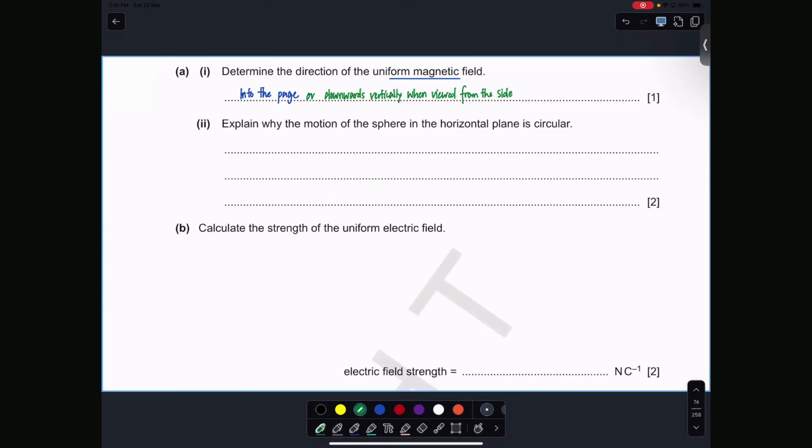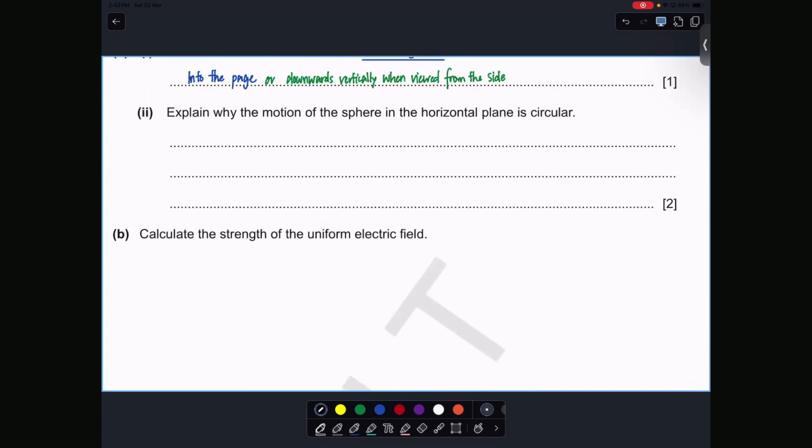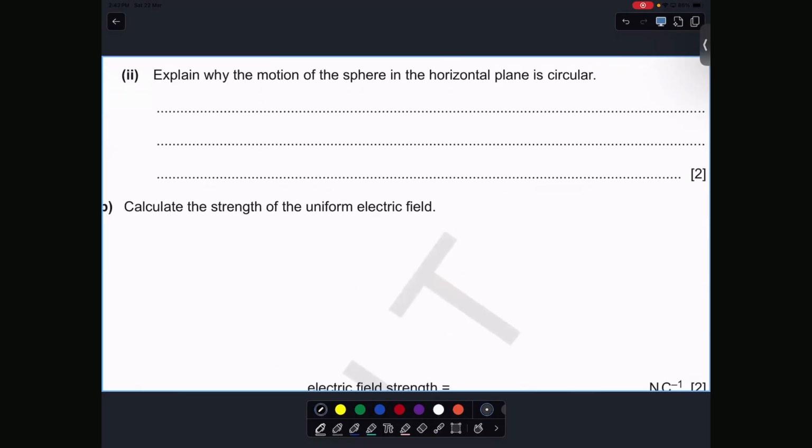Okay, explain why the motion of the sphere in a horizontal plane is circular. Why is the motion in the horizontal plane circular? Kinetic energy. Yes, and right. So key points. Your problem is, I know definitely you know the answer. You have to, otherwise you can't sit the exam. But the problem is the way you're wording it.